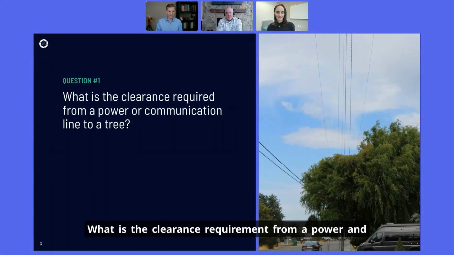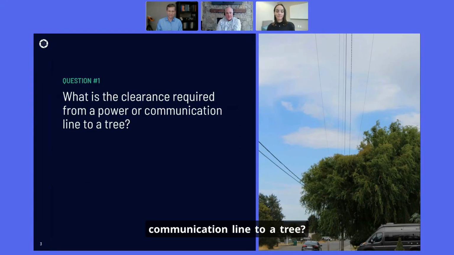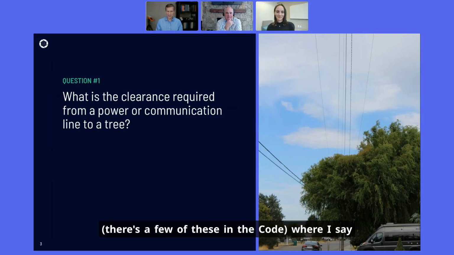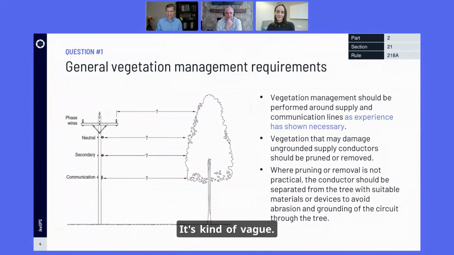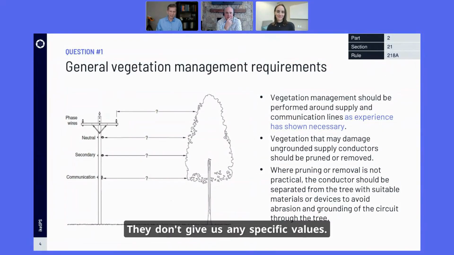What is the clearance requirement from power and communication lines to a tree? All right. This is a common question, and this is one of those questions. There's a few of these in the code where the answer is some pretty mushy wording, kind of vague. They don't give us any specific values.